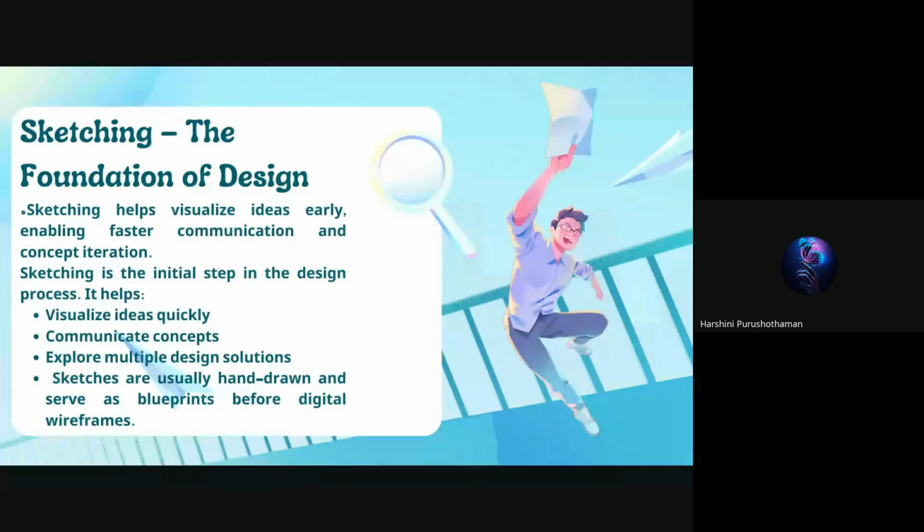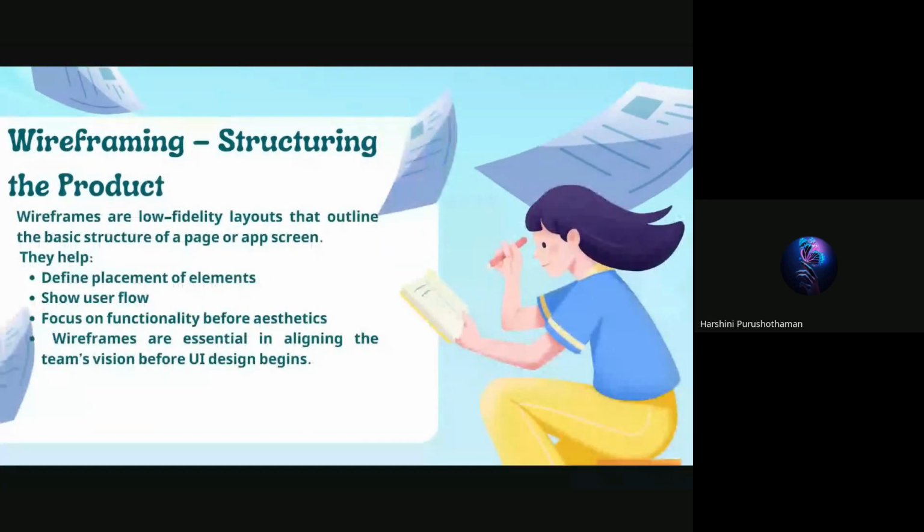So after sketching, the next biggest step in UI UX is wireframing. Wireframing is the process where we build fidelity drawings. There are two types of fidelity, high fidelity and low fidelity. Low fidelity is where the basic structure of the page or an app screen is drawn. High fidelity is where it is drawn in shapes and given names such as icons, logos, and the content boxes, everything. In high fidelity, we locate where the elements have to be placed. That is what it means, defining the placement of the elements.